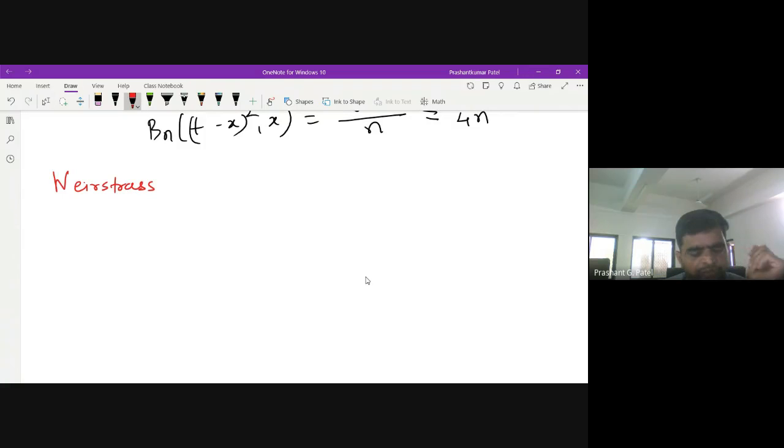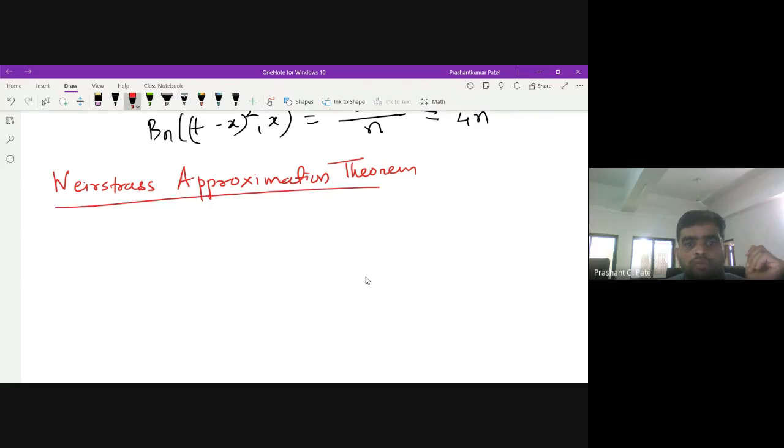So in this lecture, we are going to discuss a proof for the Weierstrass approximation theorem. I already explained what is the meaning of the Weierstrass approximation theorem in the previous lecture.